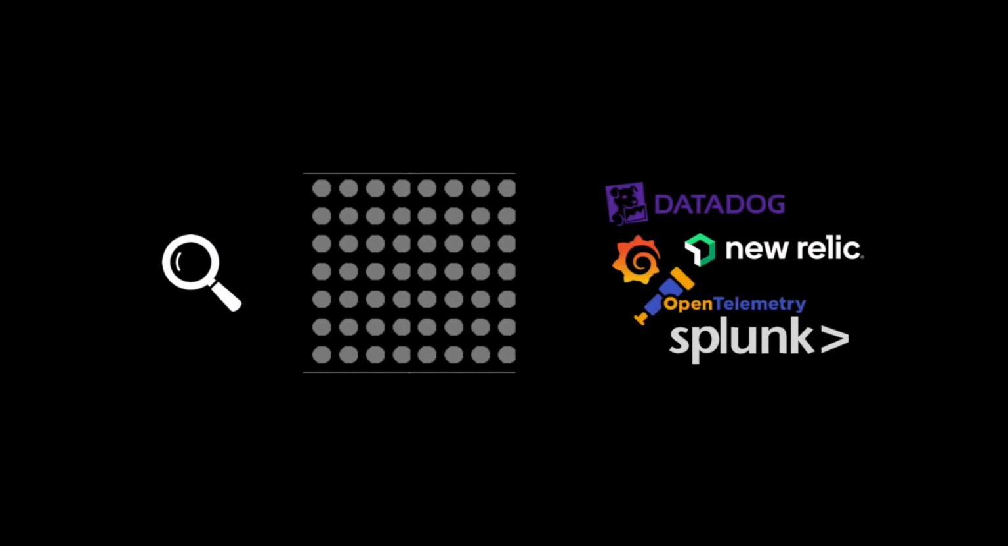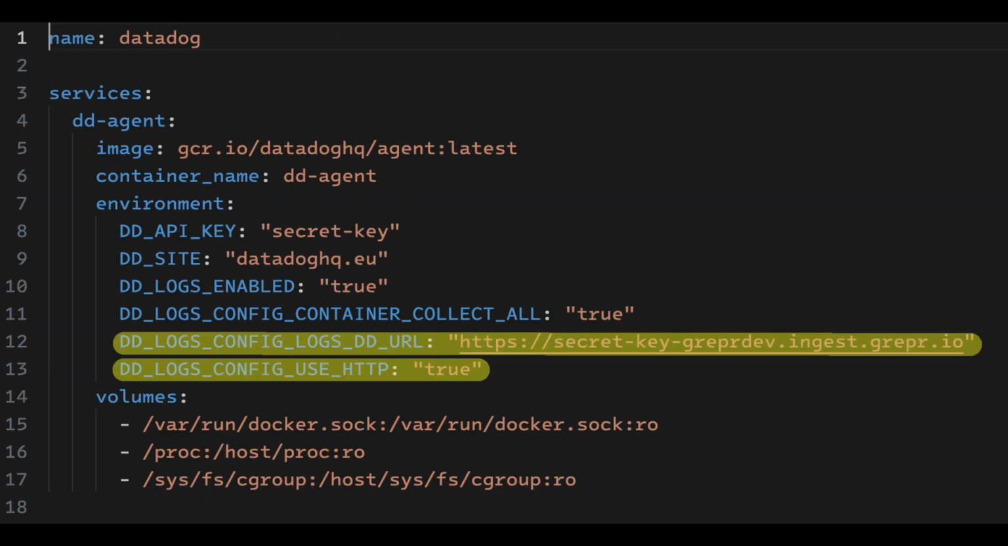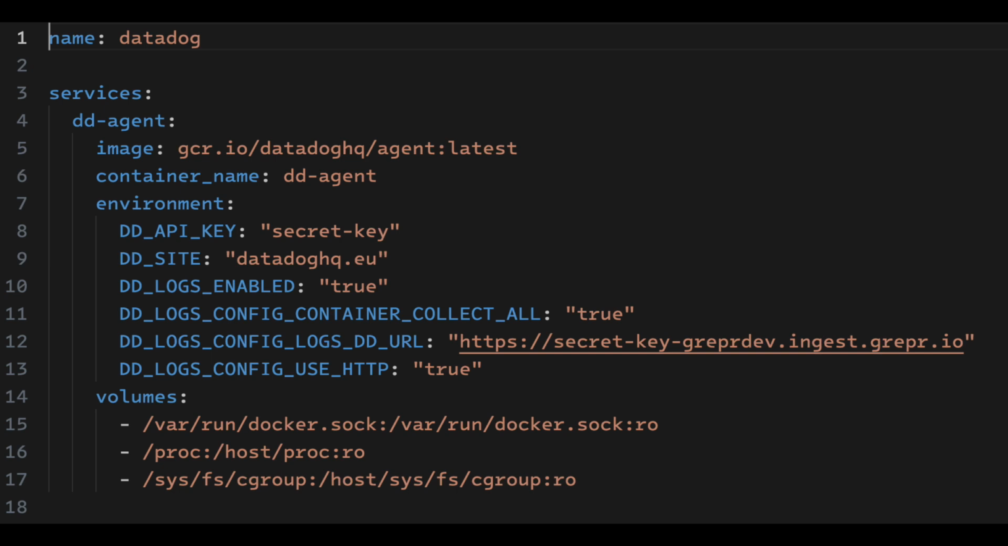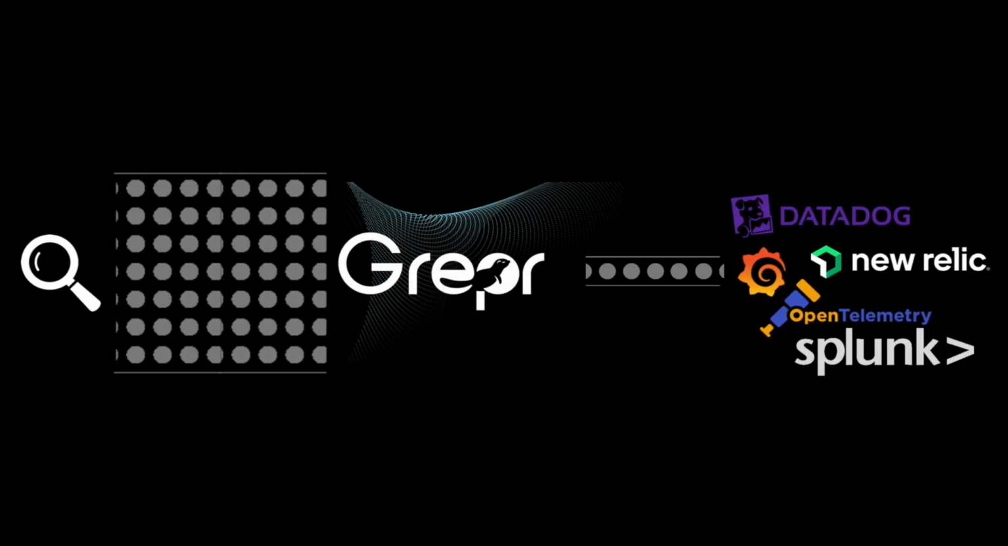With just a simple change to the observability agent configuration, the data is directed to Grepr to be processed before the optimized results are forwarded to your existing observability platform. Reductions of 90% in data volume significantly lower the operating cost of your observability platform.